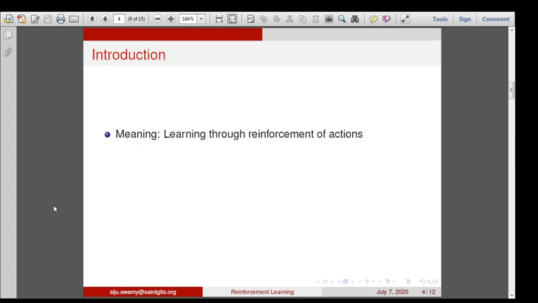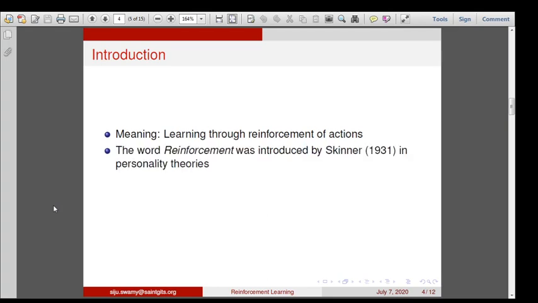Learning that happens through reinforcement of action is called reinforcement learning. That means a human being or an animal learning by continuous interaction with their environment is called reinforcement learning. The word reinforcement was introduced by the famous psychologist Skinner in 1931 in his personality theories related to psychological studies.